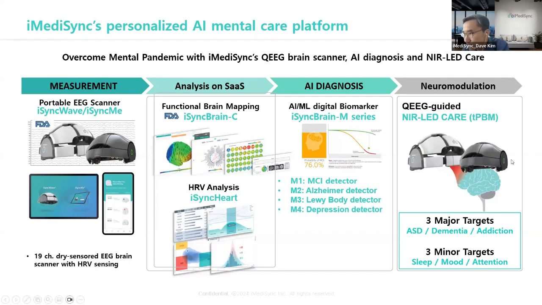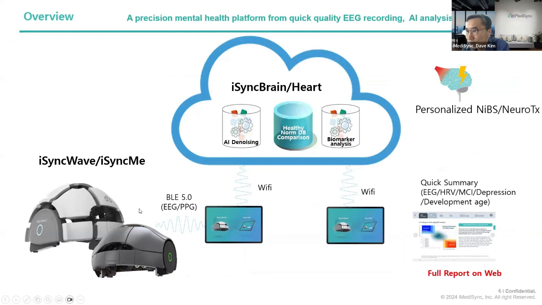And now we can use this device as a wellness device, not a medical device, too. And this is the basic service structure. Once we record the EEG and PPG signal, during the recording the EEG and PPG signal is transmitted using the wireless Bluetooth protocol, and in real time we can monitor the real-time signal quality in the application.